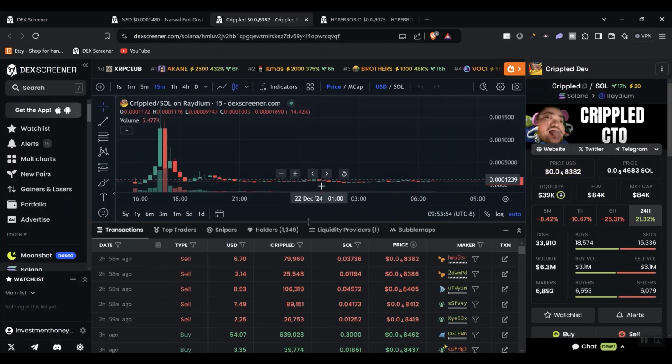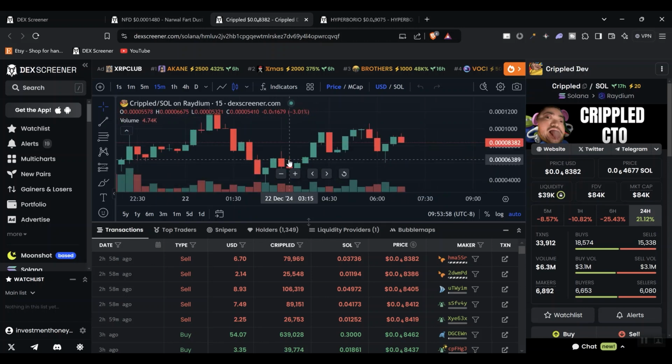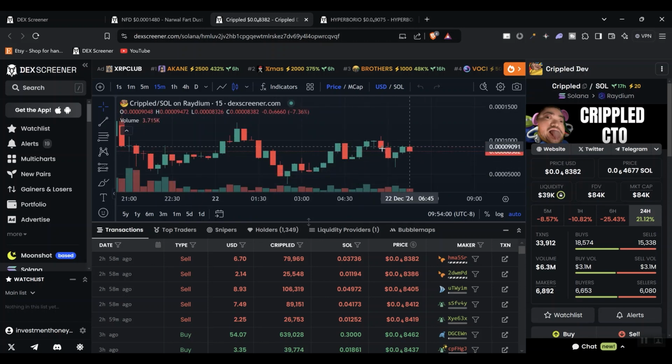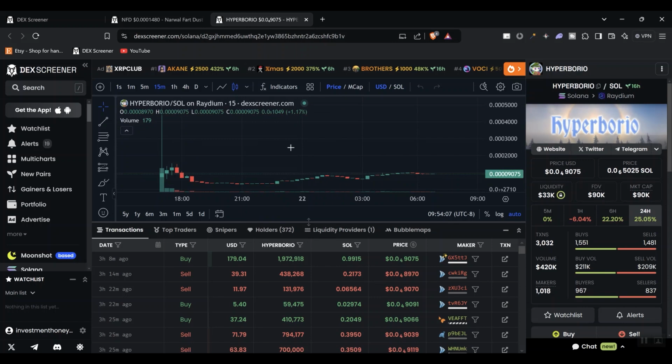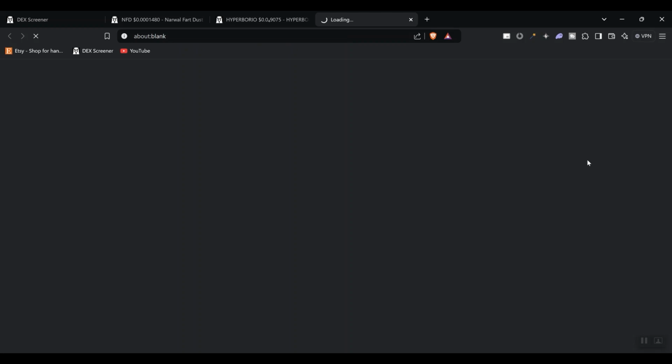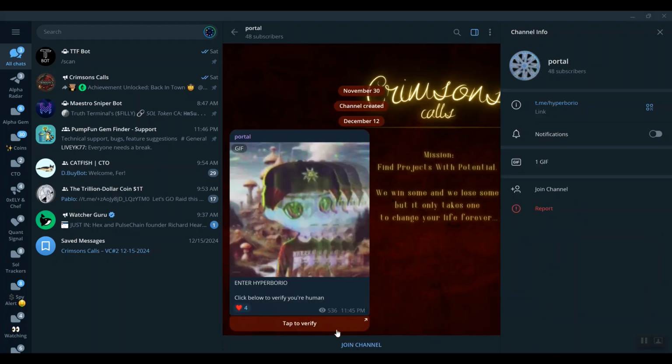For crippled CTO, my only concern is that I'm looking at these lower levels, and I'm still seeing, I think, more sell pressure than buy pressure. So this is one I think we're going to leave alone as well. And then we're going to go over to this one. I do believe we're going to take a closer look at this one. So we're going to take a look at their channel. Let's see what they got going on here.